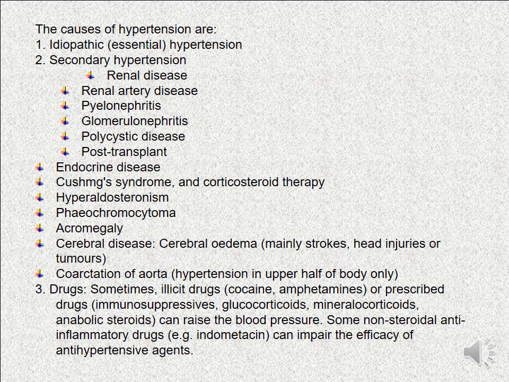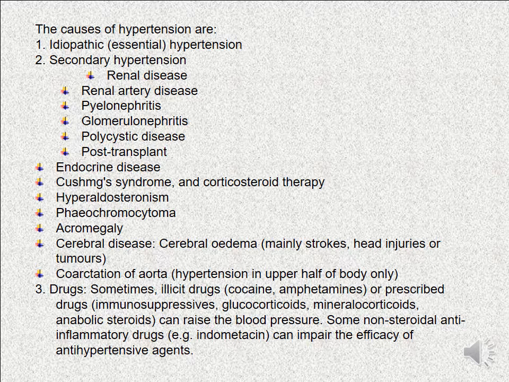Others include Cushing's syndrome and corticosteroid therapy, hyperaldosteronism, pheochromocytoma, acromegaly, and cerebral disease like cerebral edema, mainly stroke, head injury, or tumors. Another one is coarctation of the aorta, with hypertension in the upper half of the body only.